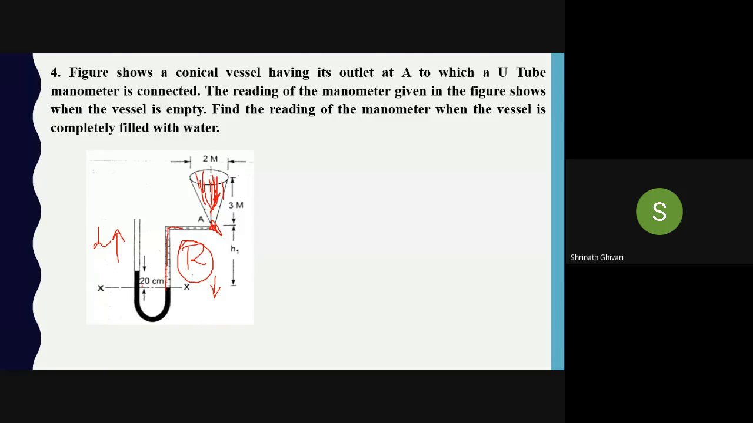Fine. Now what he is telling is to find the reading of the manometer. Reading of the manometer means H1 and H2 or pressure. Find the reading of the manometer when we go on filling it completely with water. So what we have to find out is the reading of the manometer, or the H2 value. Now, it is like the previous problem, right? It is the same as the previous problem.